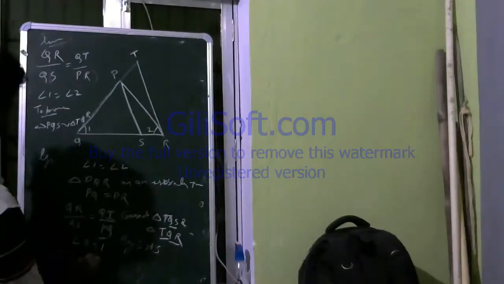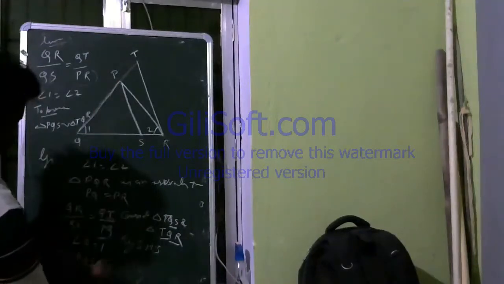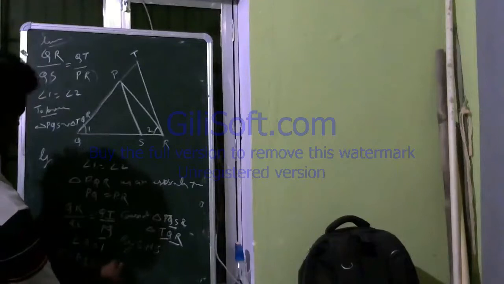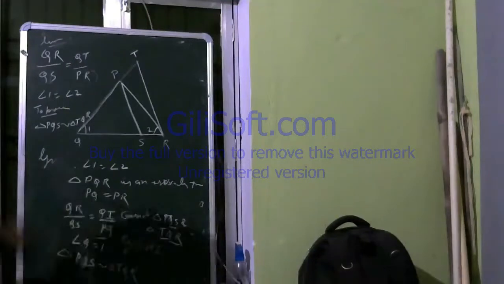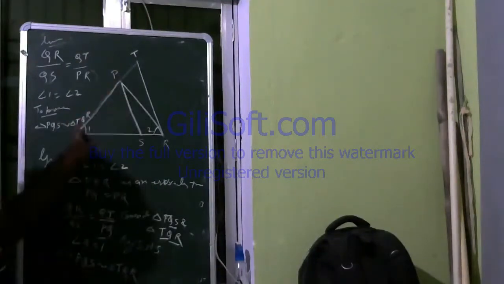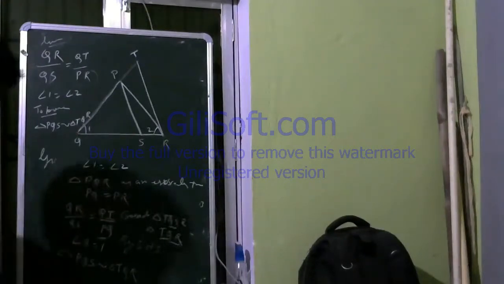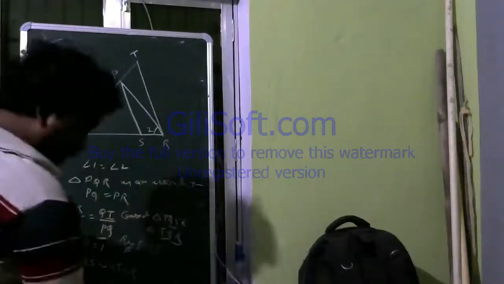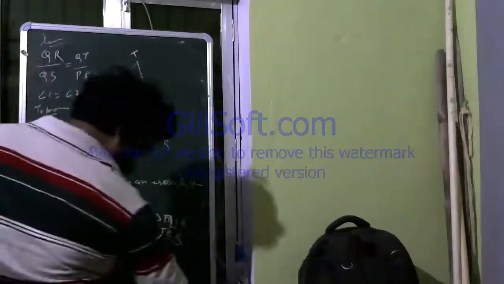triangle PQS is similar to triangle TQR. You can see there is no confusion, Q comes in between in both. PQ is this side, so its corresponding side is QT, and QS is this, so its corresponding side is QR. In this way we are able to prove this question. Okay, now after question number 4 we have question number 5.